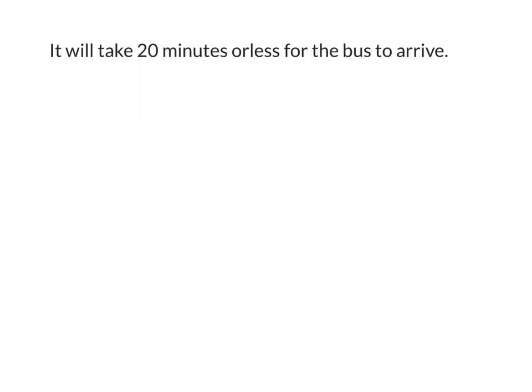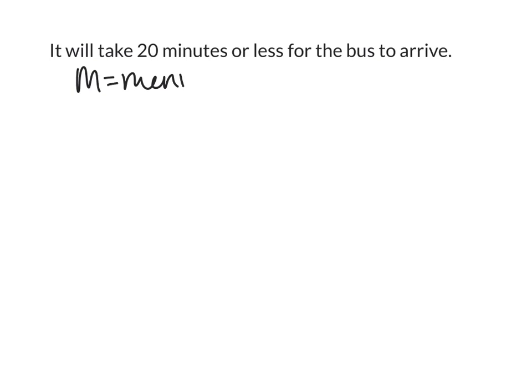Okay, let's look at some examples. So let's say that we know that it will take 20 minutes or less for the bus to arrive. It might take exactly 20 minutes. Maybe it'll be 19, 18, 17, maybe it'll be 15, maybe it'll be 1. We don't know. It'll take 20 minutes or less. So first we're going to define a variable. That's going to be m for minutes left until the bus arrives. And then we're going to write an inequality. So we're going to say that m, the minutes, must be less than or equal to, hopefully you remember that symbol from elementary school, m is less than or equal to 20.